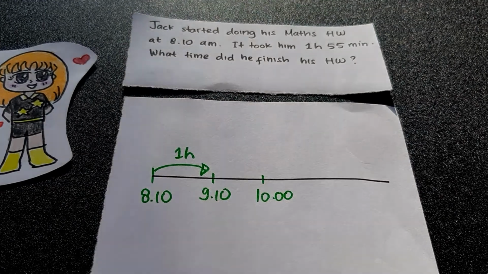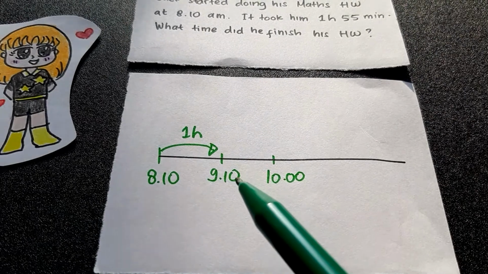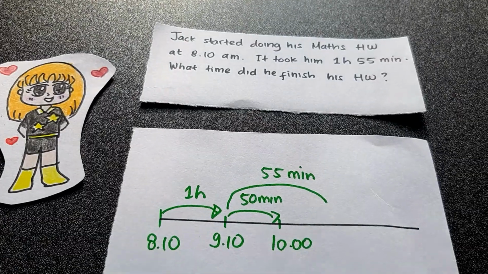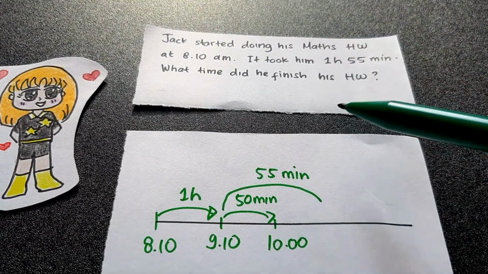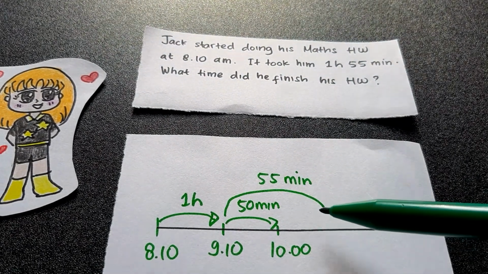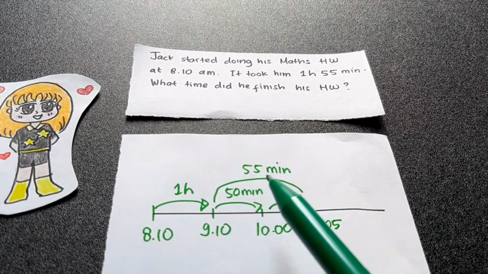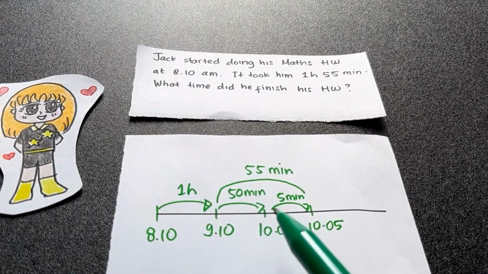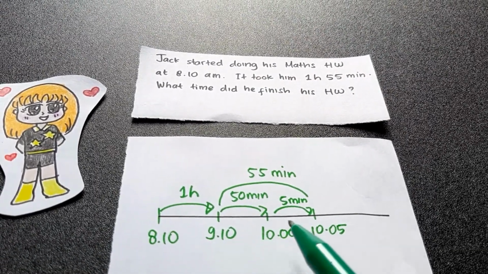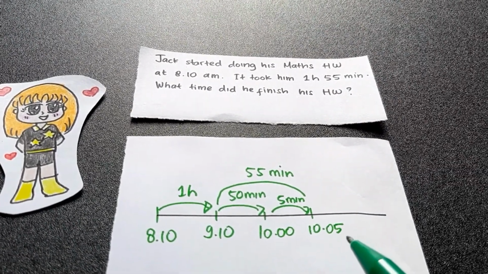Like this. Now we have to count from 9:10 to 10 o'clock is how many minutes? 50 minutes. We write it over here. Like this. But remember, we have to add 55 minutes. We only add 50 minutes. So we have to add one more line over here. Like this. So 55 minutes, we separate it into 50 minutes and 5 minutes. So 9:10 plus 50 minutes, you get 10 o'clock. And then 10 o'clock plus 5 minutes is 10:05.